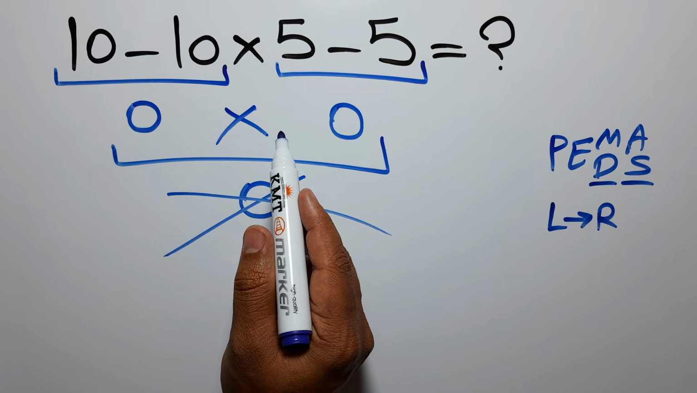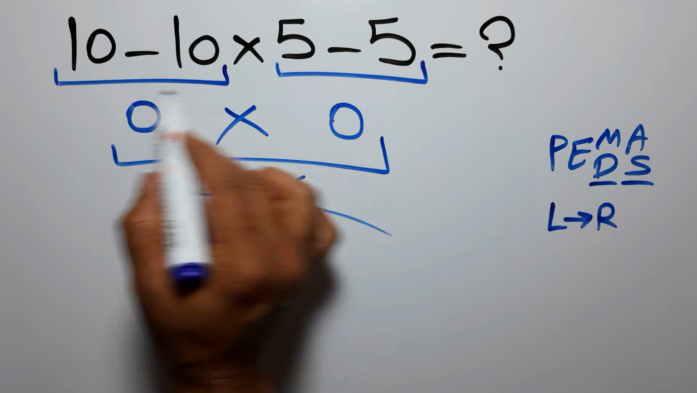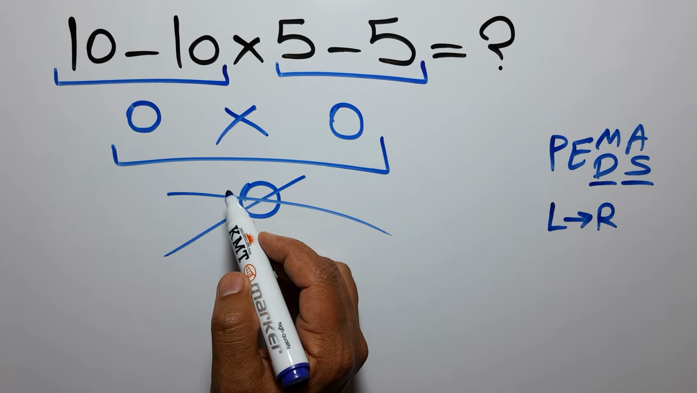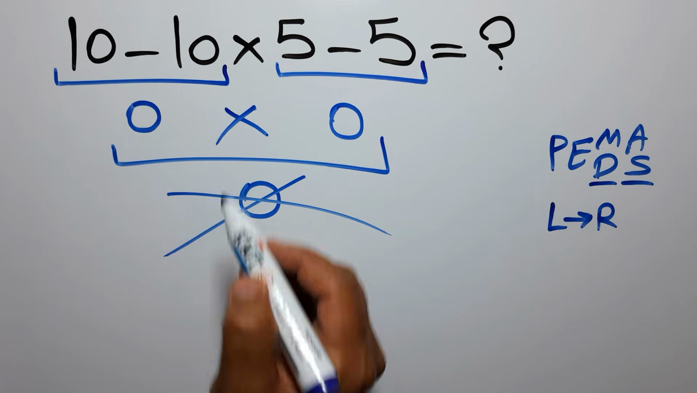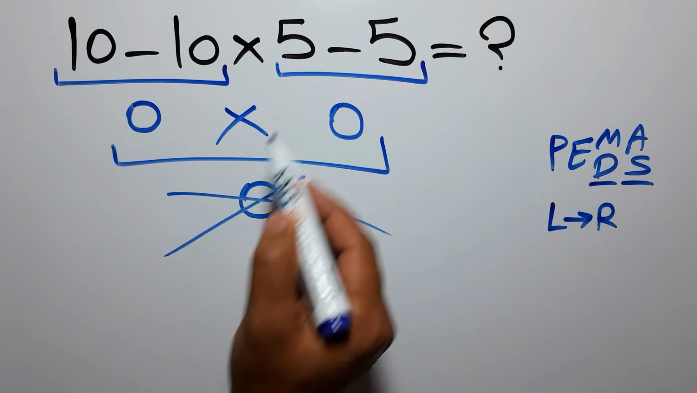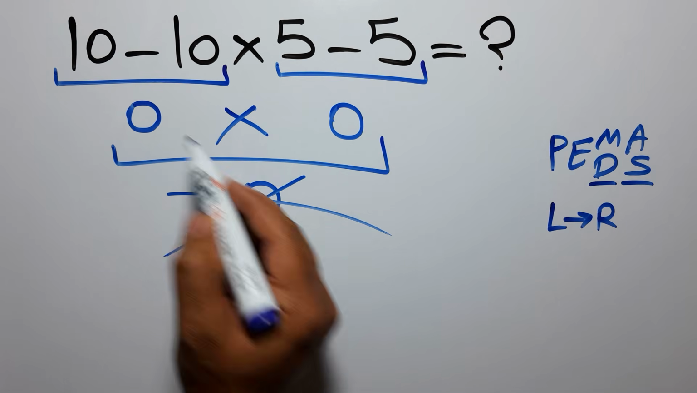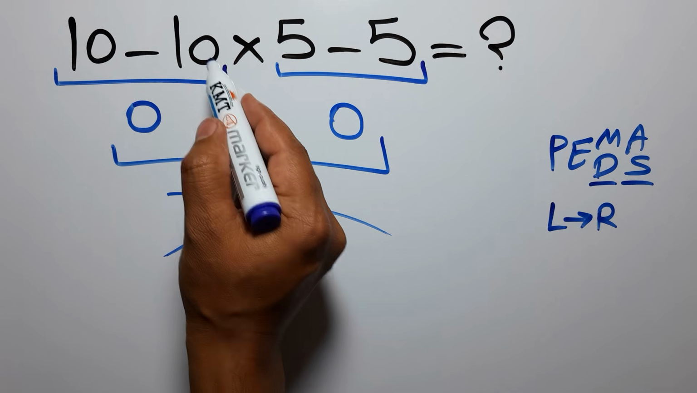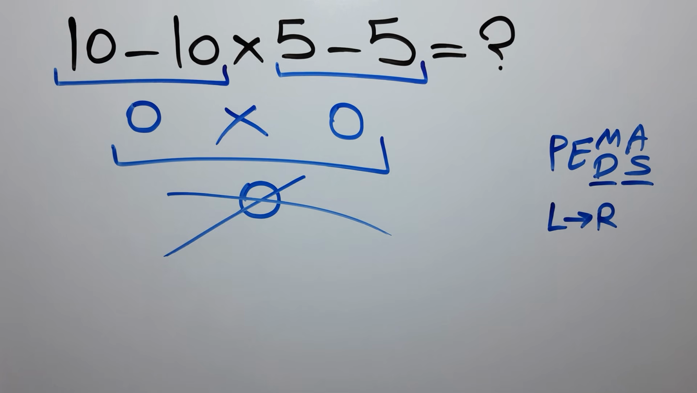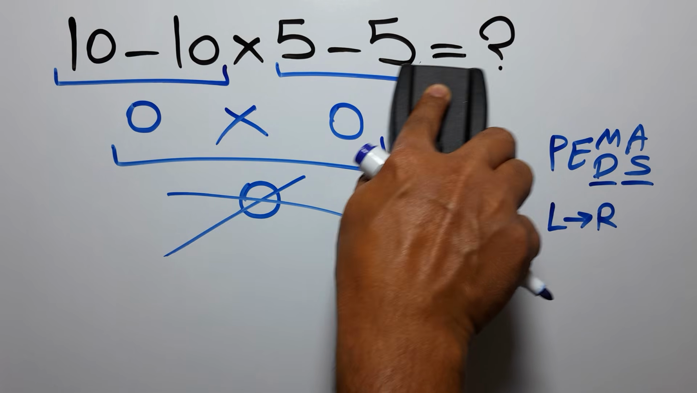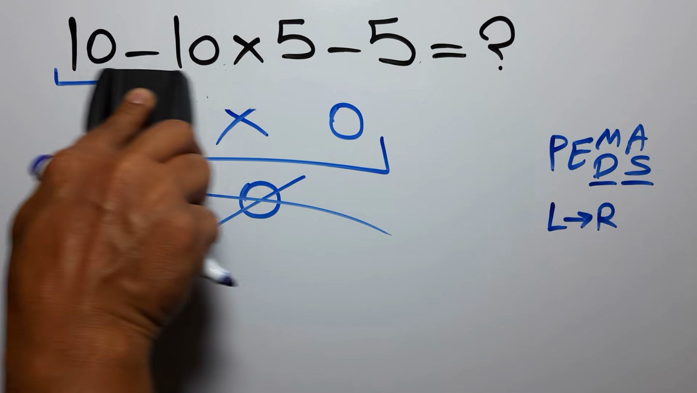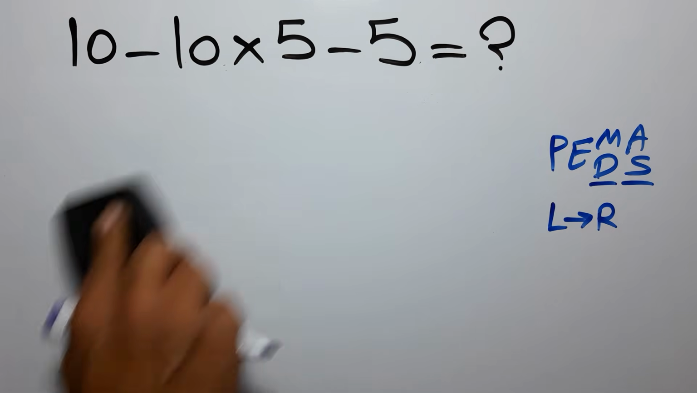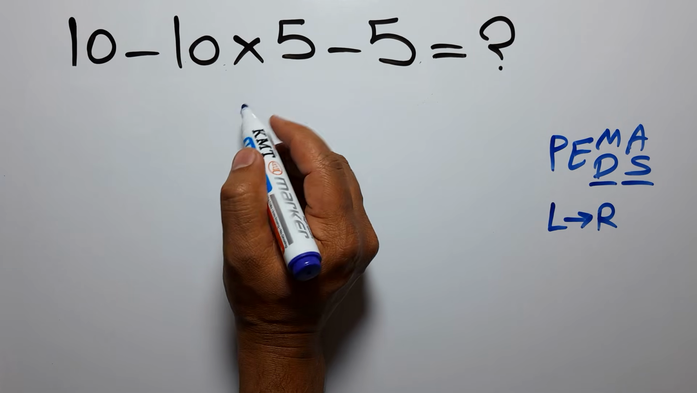And when we have more than one subtraction in an expression, we have to work from left to right. So, first we have to do this multiplication, then this subtraction, and finally this subtraction. If we do this subtraction or this subtraction before this multiplication, it is wrong. So first we have to do this multiplication.